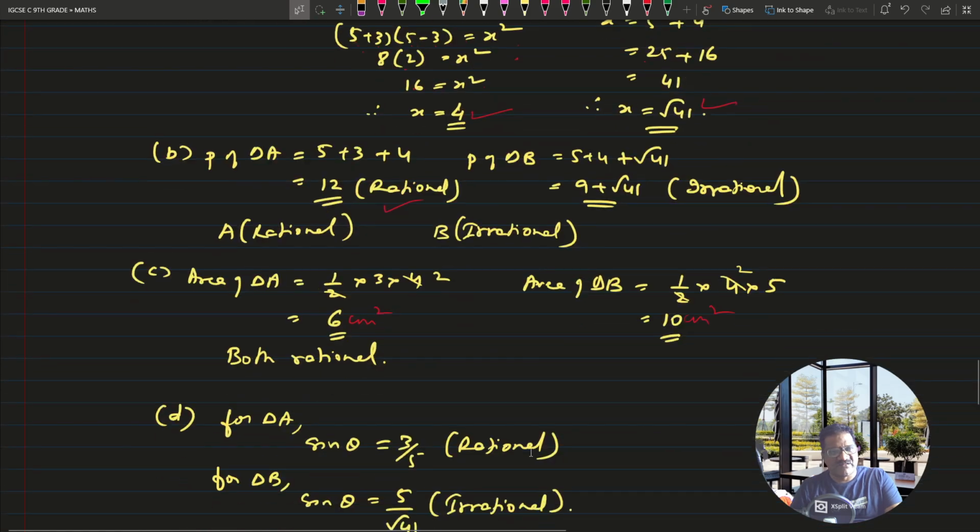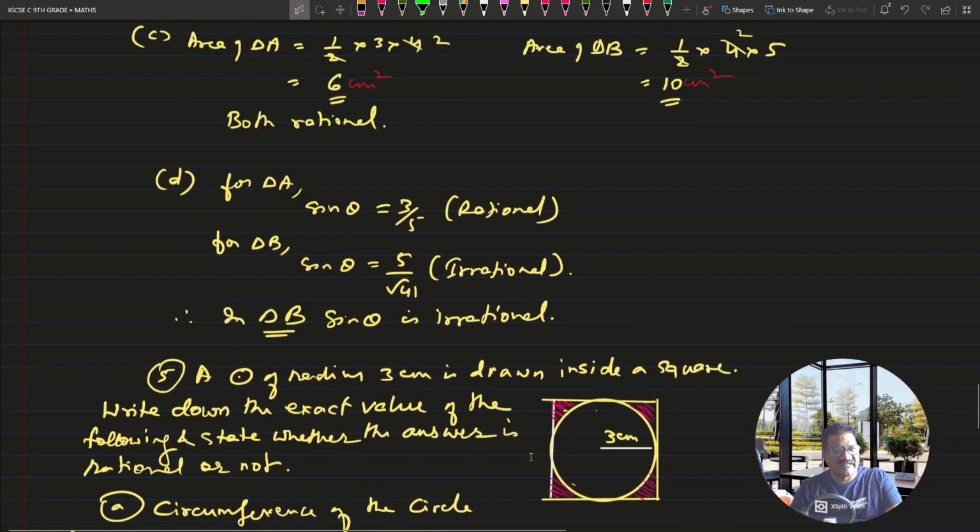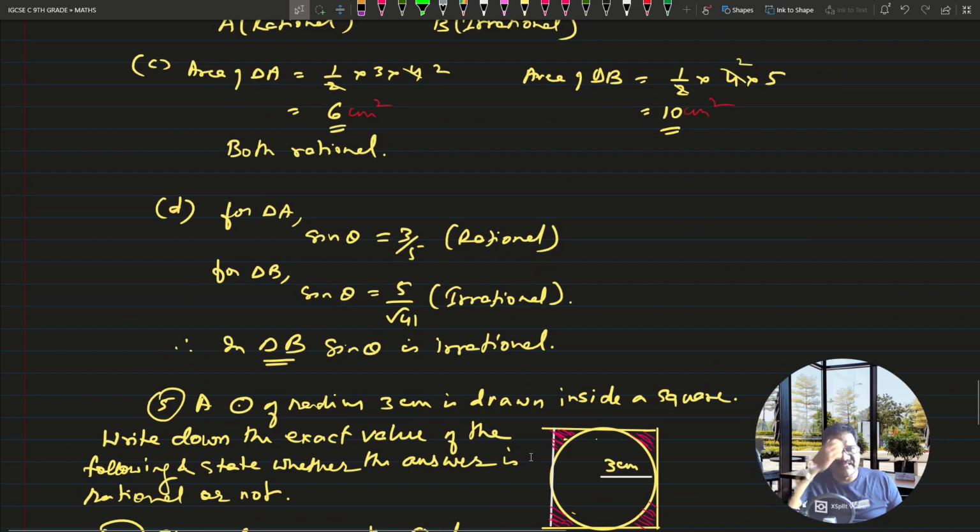So the answer for the last question, D part: sin theta equal to 3 upon 5 for triangle A is a rational number, and sin theta, which is 5 upon root 41, for triangle B, is an irrational number. In triangle B, the sin theta value is irrational. Why? Because of this root 41, which is an irrational number.